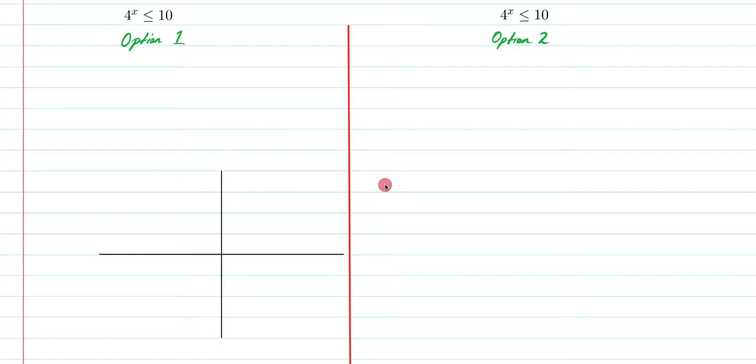Welcome to part 2 of this lesson, where we'll now be dealing with inequalities. And as you can see, I've written the same question out twice, and I'm going to be showing you 2 ways to go about it. So we have option 1 and we have option 2.